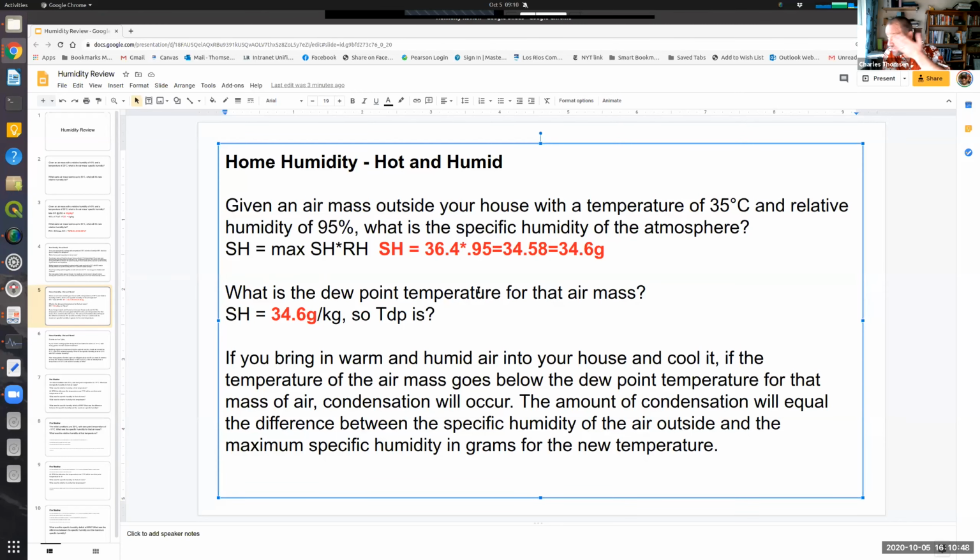Okay. So like if I said we had 22 grams of water vapor per kilogram of air, what's the dew point temperature? 26. Yeah, because you wouldn't have condensation at 27, but if you cool it to 26, you're going to get condensation, so we'll just use 26. Okay, so the new dew point temperature is 34.